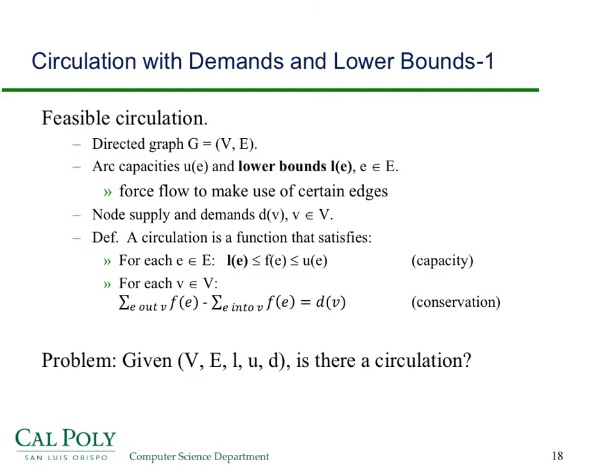And now a circulation is a function that satisfies both these new capacity constraints here, where the flow has to be between a lower bound and the total capacity. And then it also has to satisfy these conservation conditions, that the sum of the flows out of a vertex minus the sum of the flows into the vertex equals the demand at the vertex. So again, the problem is, given this graph with vertices, edges, lower bounds, upper bounds, and demands, is there a circulation?